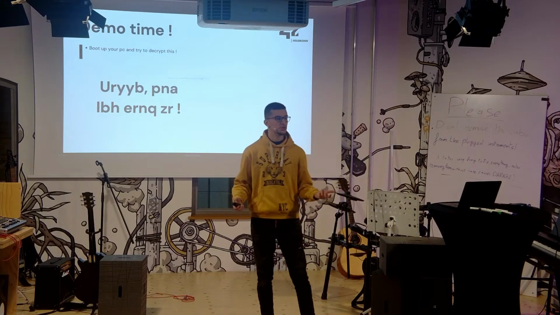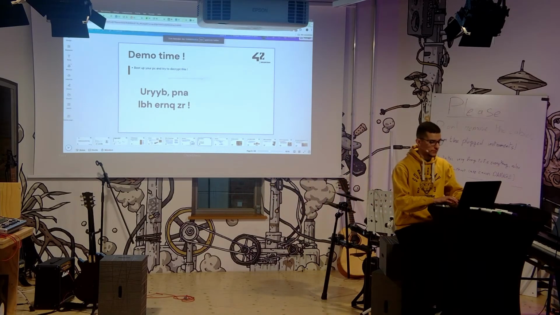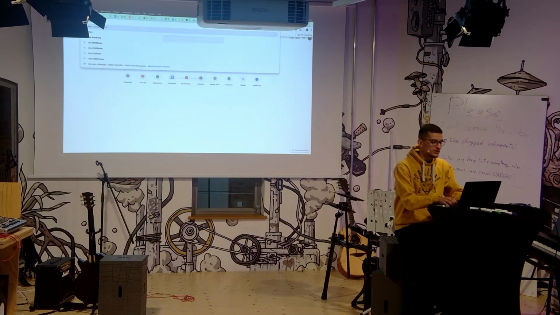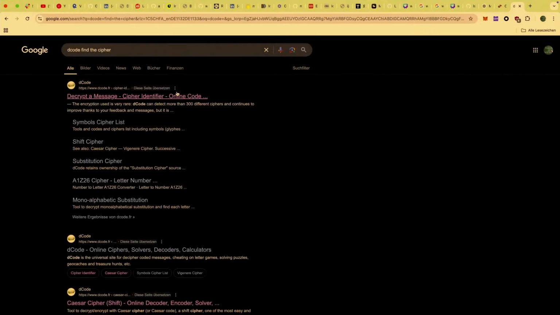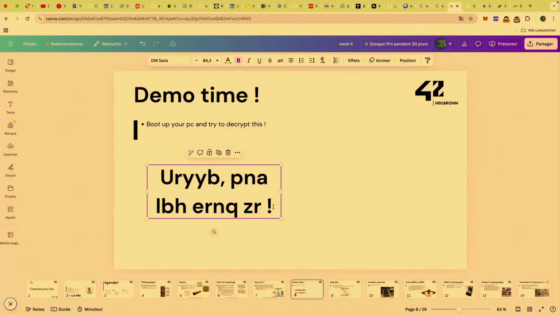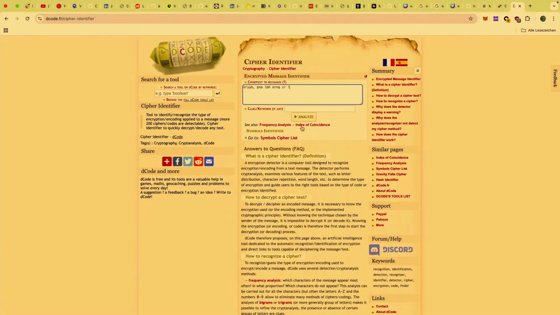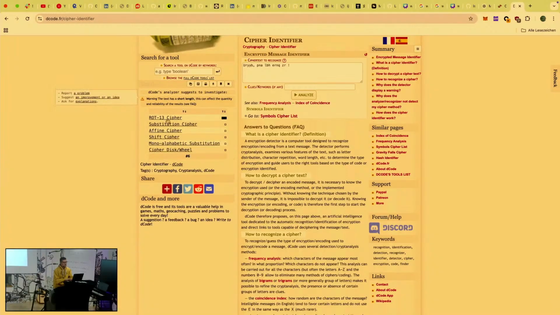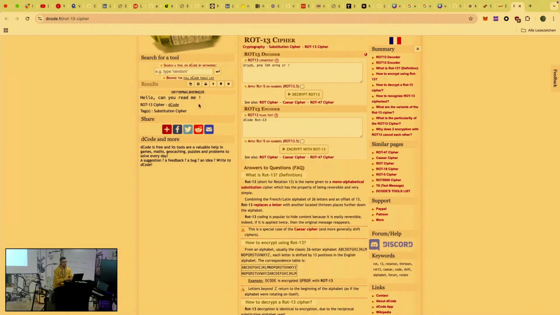But if you want to be super efficient in doing this, there is a website called dCode. You just go to this website, find the cipher, and supply it here. Wait, let me copy it. I'm just showing you how it should be done in a CTF. If you get a cipher that you don't know, you analyze it like this, and here it suggests that it's a ROT13 cipher with a higher percentage. Then you just copy it here again, decrypt, and: hello, can you read me?